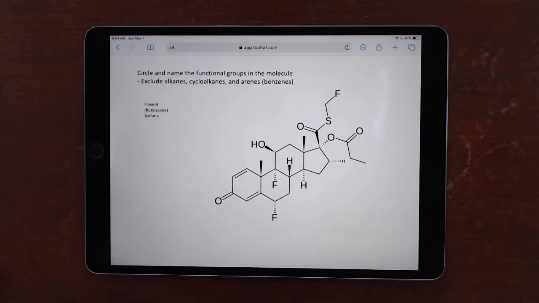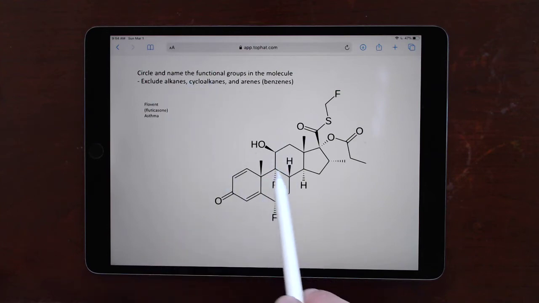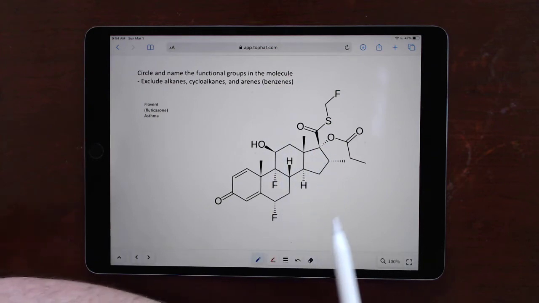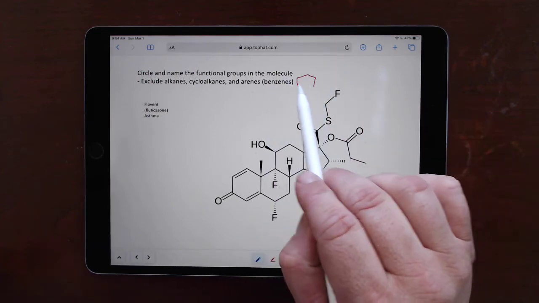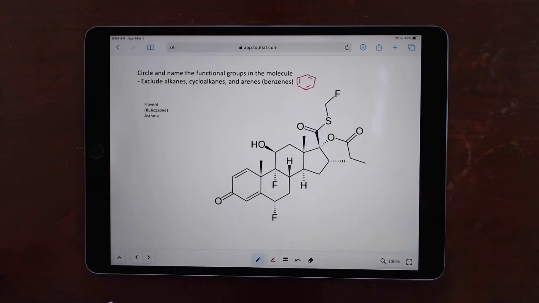Okay, so you'll get a molecule, and what I want you to do is circle and name the groups. Now, I'm going to list this on here. You don't have to circle alkanes, or cycloalkanes, which are these rings here, cyclic pentagons, hexagons, things like that. You don't have to circle those, or benzenes. Remember, benzenes are 6-membered rings, so they're hexagons with alternating double and single bonds. You don't have to circle those. If by the end of this course you don't know what a benzene is and you can't pick it out, then we have issues.